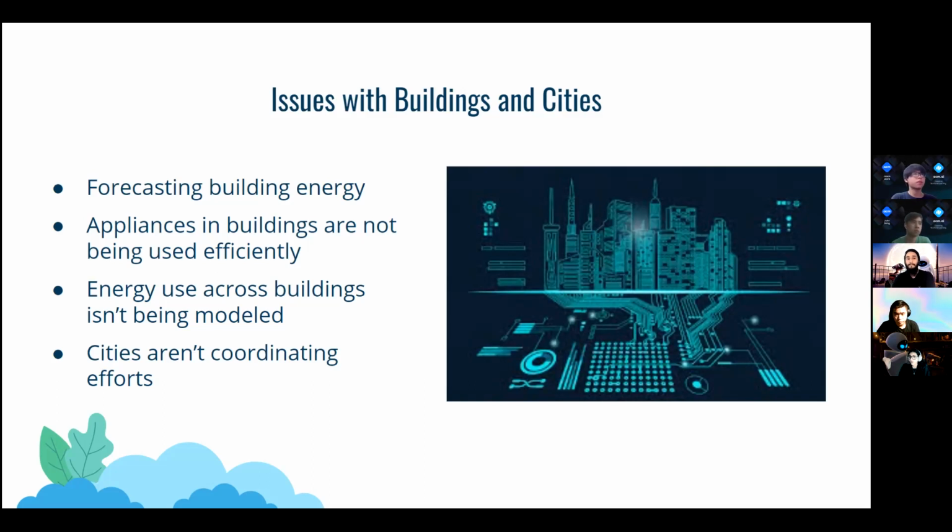Also, energy use across buildings isn't being modeled. Some of the best ways to decrease the amount of energy that we're using is to work as a group. And if we divide up cities and we're able to model the energy use across buildings, it leads to more efficient energy usage. And our next topic is transportation industry and geoengineering.